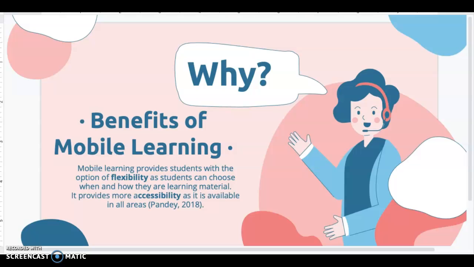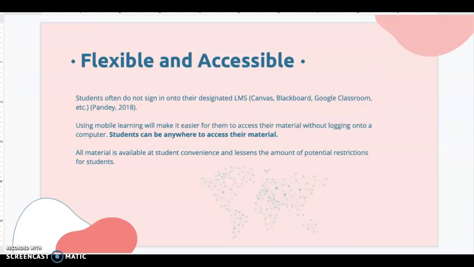Maybe a student has to work on an assignment or an activity or lesson and they're not home or near a computer, but they have their phone. These days, so many people have their phones, so it's so easy to incorporate mobile learning because it allows students to work on material even when they're not in the classroom or by a computer all the time. So again, mobile learning is flexible and accessible.